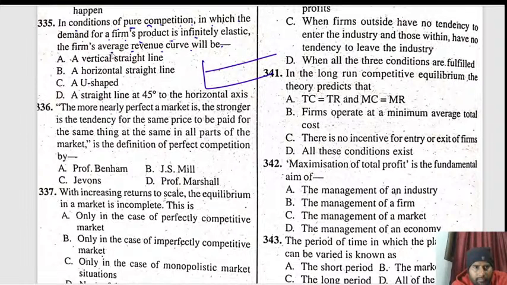Okay. The firm's average revenue will be a vertical straight line? A horizontal straight line? U shaped? No, a straight line at 45 degrees to the horizontal axis? Yes, it will be. The correct option is D. In this case, average revenue will be a straight line, a 45-degree angle to the horizontal axis. 335, option is D. No, 335, option is B.